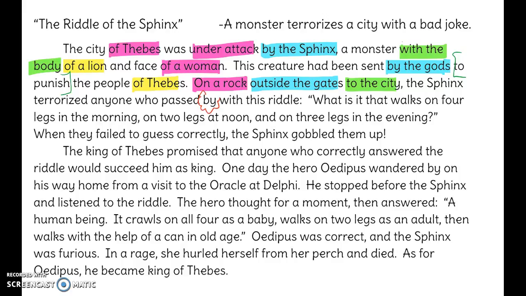He passed where? Passed by. There's no noun following it. And then "with" is a preposition: with this riddle. And the riddle is, what is it that walks on 4 legs in the morning, on 2 legs at noon, and on 3 legs in the evening? I see lots of prepositional phrases there.